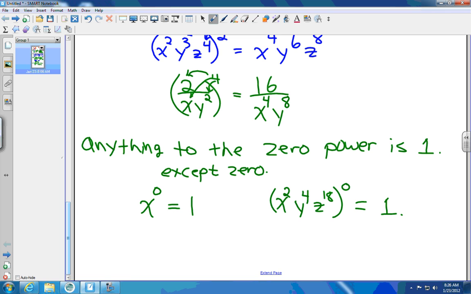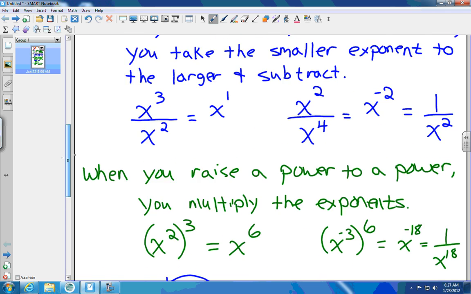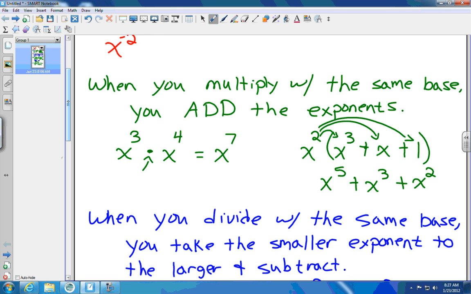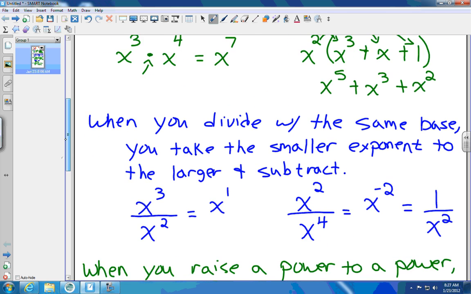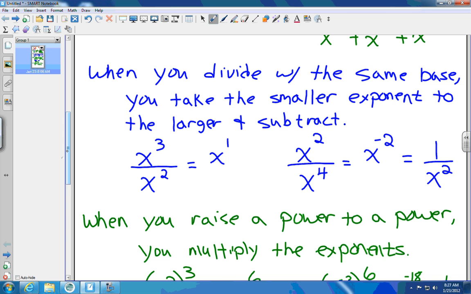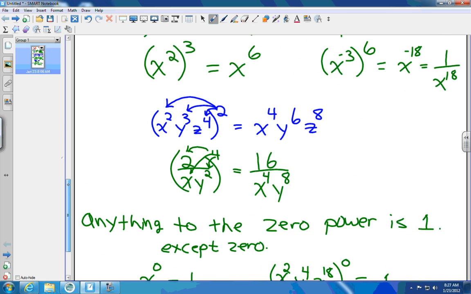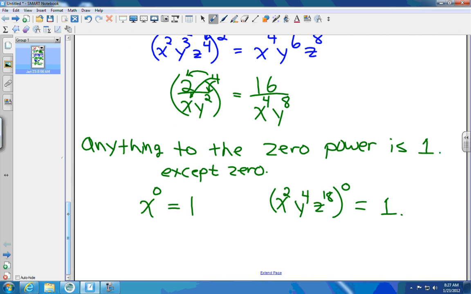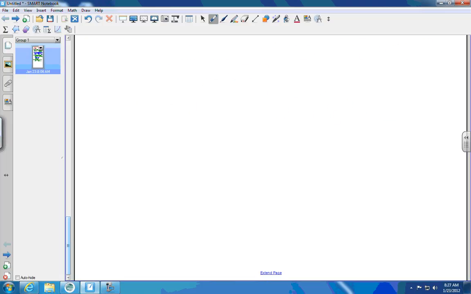So in your homework, you're going to have some problems starting off that just emphasize this rule, multiply with the same base. And then you'll have some problems that just emphasize dividing with the same base. And then, of course, lastly, you're going to have problems that combine all the rules together, and you just have to use them all as necessary. That's what we'll do next.